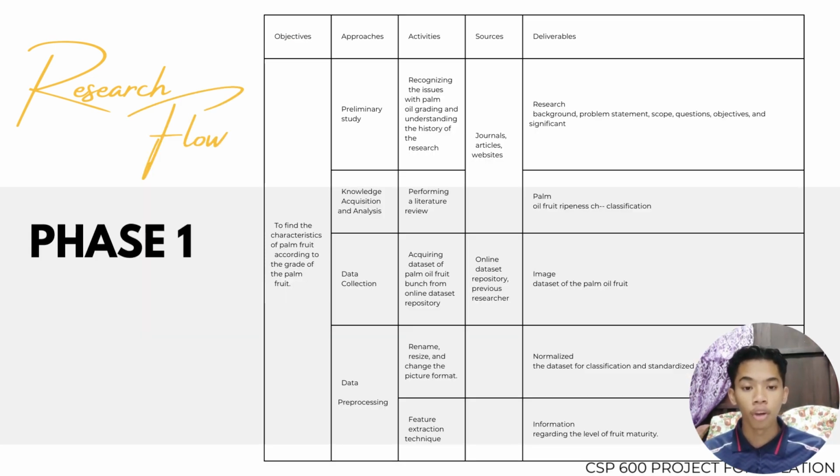In phase 1, we are going to focus on the first objective of our project, which is to find the characteristics of palm fruit according to the grade of the palm fruit. In this phase, we are going to know how we are going to use the dataset, what dataset we need in order to do this project, and the last one is what indicators we need in order to know the characteristics of palm fruit.